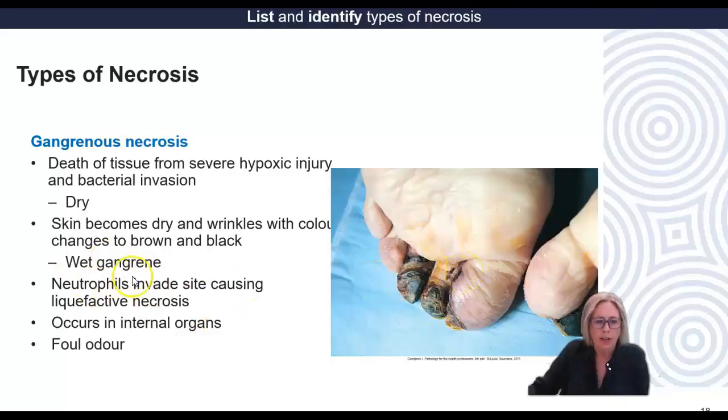With wet gangrene, this can occur in internal organs. It involves white blood cells such as neutrophils that invade the site, causing liquefactive necrosis. And this causes the organ to become cold and swollen and black. And because of the bacterial invasion, this also produces a very foul odor. And of course, if this infection then becomes systemic, that is going to be correlated with increased risk of mortality.